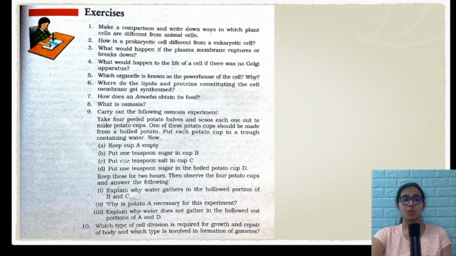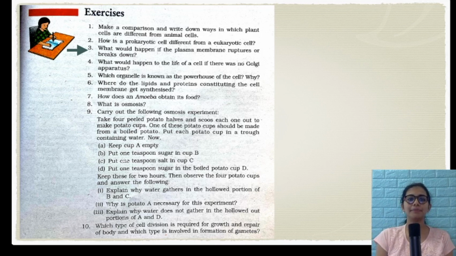Then the third question: what would happen if the plasma membrane ruptures or breaks down? In all questions of this kind, what would happen if cell organelle X or cell organelle Y, that is indirectly asking about the function. It needs to know what role this organelle plays inside the cell. If we need to know the significance of something, we need to know what role it plays, and only then will we be able to answer what will happen if it's not there.